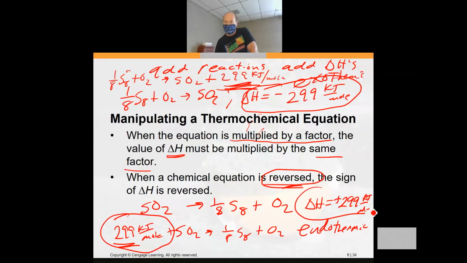So your sign of delta H will tell you if it's endothermic or exothermic. Negative, exothermic. Positive, endothermic. You need to know that endothermic means that the heat is a reactant. You need to know that exothermic means that heat is a product. It is released during the chemical reaction.